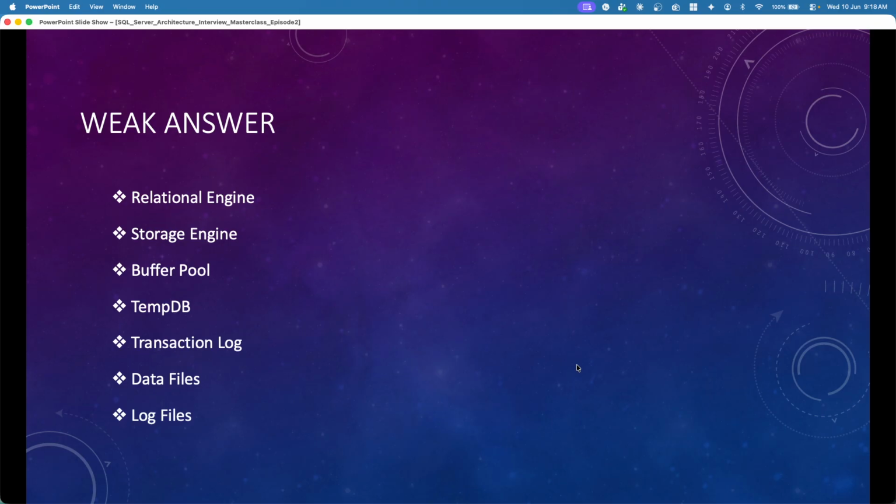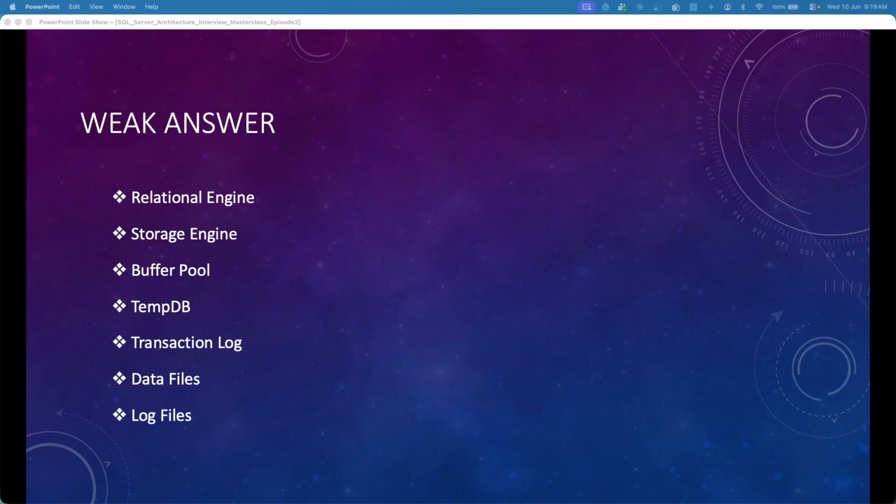Whenever we ask a question like explain the SQL Server architecture, a few DBAs list out the components instead of explaining the complete end-to-end flow. They'll say the relational engine, storage engine, buffer pool, TempDB, transaction log, data files, and log files. But this is not a wrong answer. But if I were interviewing you, I would immediately ask, but how does SQL Server actually process a request? How does the request come from the user, how is it processed internally? You need to explain that.